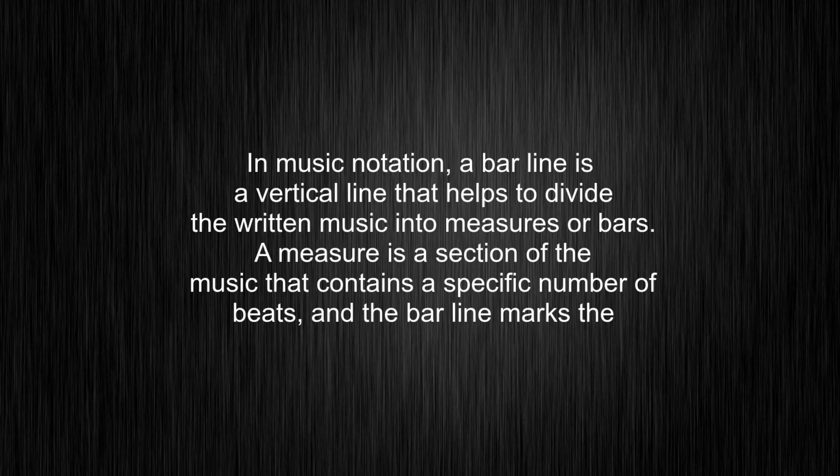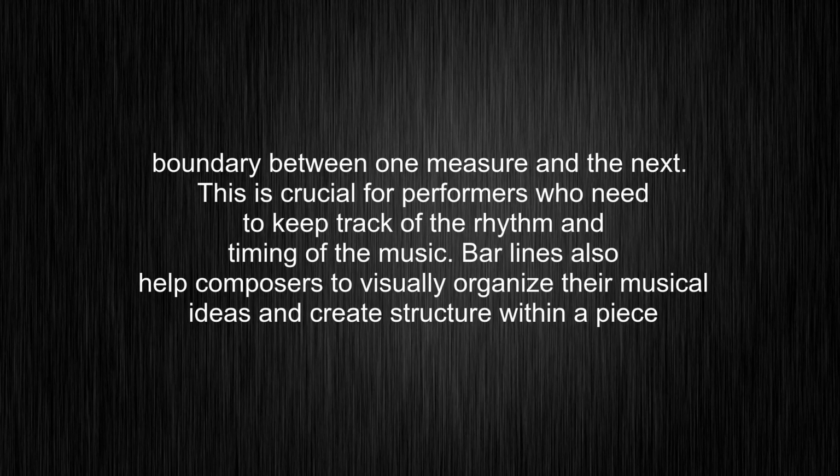In music notation, a bar line is a vertical line that helps to divide the written music into measures or bars. A measure is a section of the music that contains a specific number of beats, and the bar line marks the boundary between one measure and the next. This is crucial for performers who need to keep track of the rhythm and timing of the music.